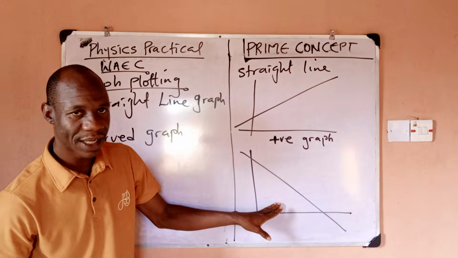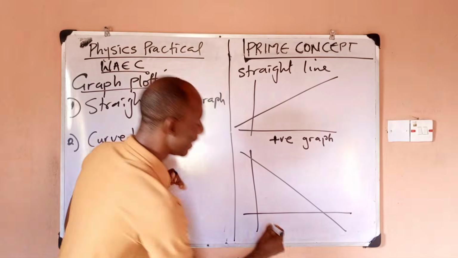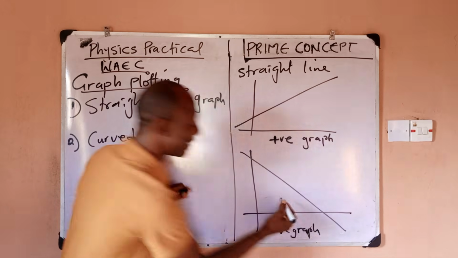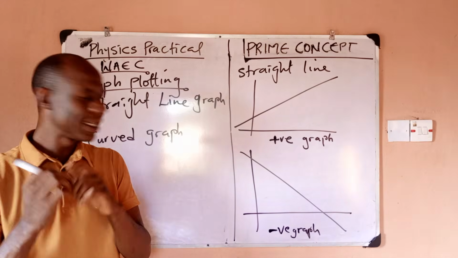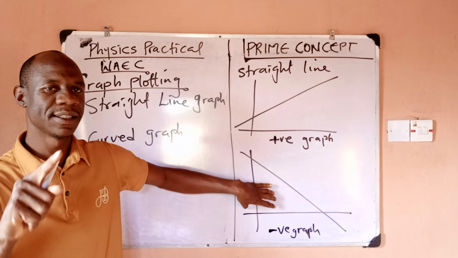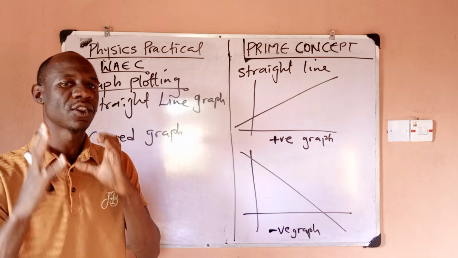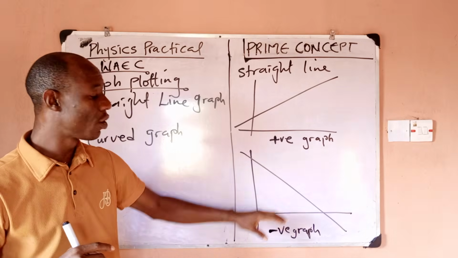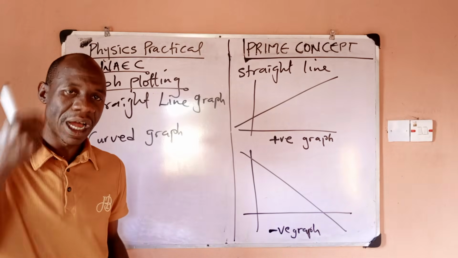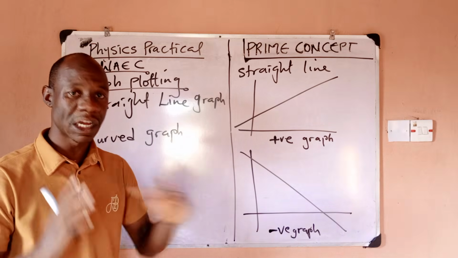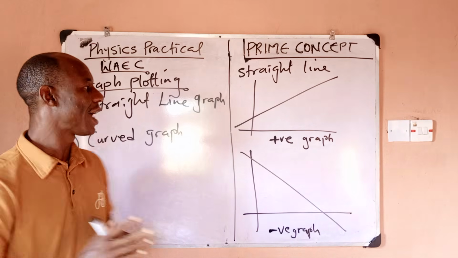Now, what about this one? This one is what you call a negative graph. Since it is a negative graph, it means that the slope you expect for this is going to be negative. Now, this is where WAEC could get some of you again. Some persons know that this is positive, and they also know that this is negative, but they don't know how to arrive at their slope to become negative for this. Now, I will show you the concept behind this.